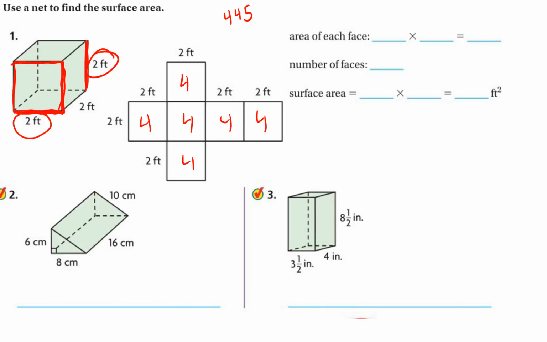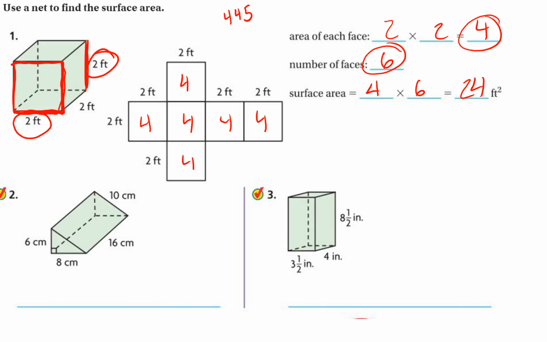Area of each face is 4 times 6. The number of faces, 6. 24. So the surface area, 4 times 6. Oh, the area of each face, sorry, 2 times 2. It's 4, number of faces, 6, and then 4 times 6 to get the total area, 24.